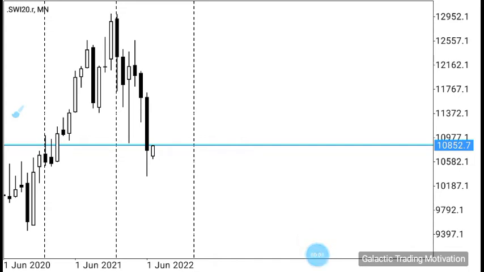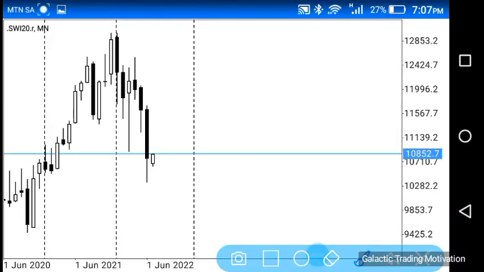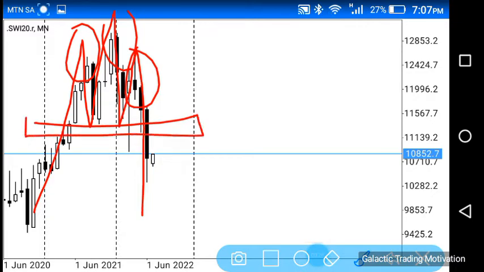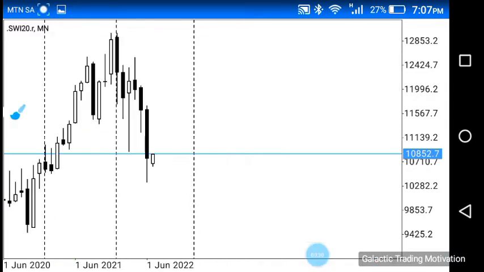Hi guys, a very quick analysis of the Swiss index. So let's get straight into it. In this range over here, we have a head and shoulders pattern, with this being the left shoulder, this being the head, and this side being the right shoulder. And we have the neckline being somewhere in this region over here, right? So that's what I see.